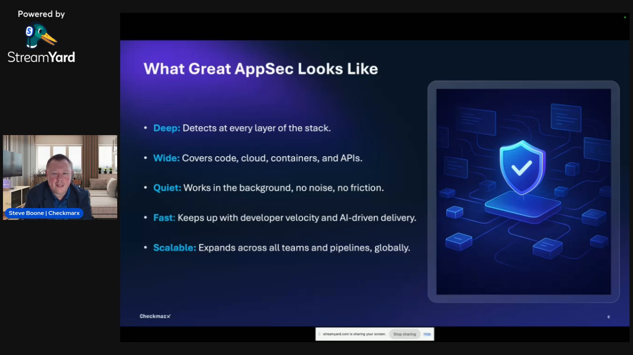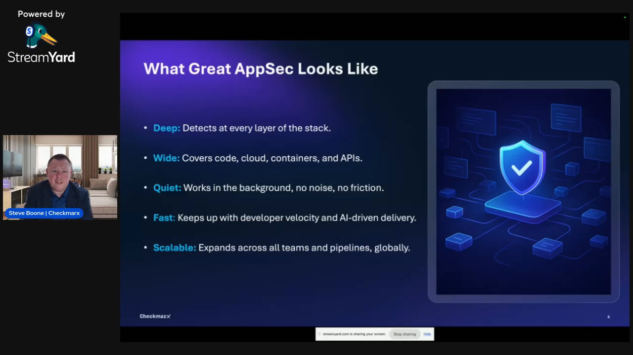On one hand, it needs to be deep. I like to think about AppSec as a patchwork quilt, right? You need to focus on all aspects of the different patterns of the quilt. You've got to think about not only your code, but your infrastructure, your open source, your cloud security. All of that plays a part in how we look at application security as a whole.